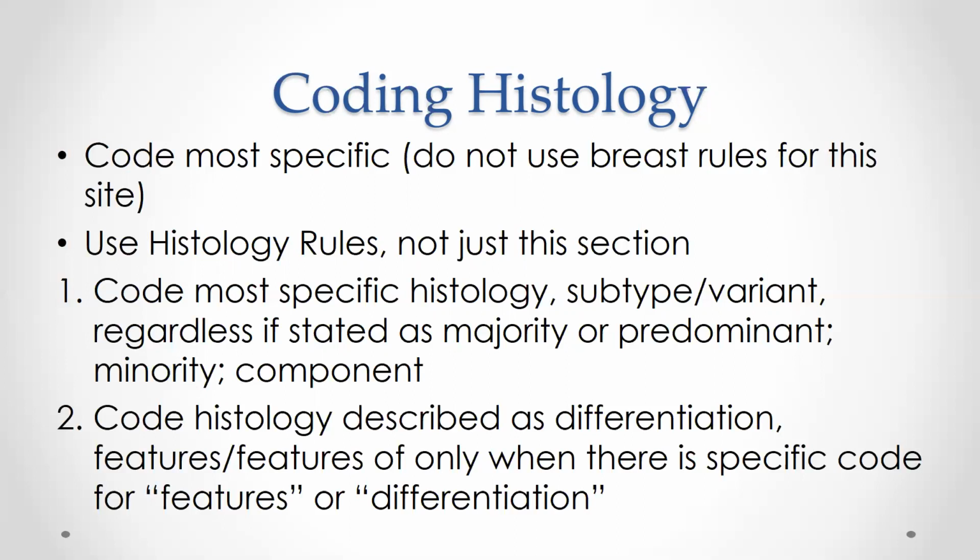Code the most specific, code the subtype variant. If there's a code that is described as differentiation or features of, you can only code that histology if there's a specific code that states features of or differentiation in the name of the histology. And there are a couple of those on table 1.